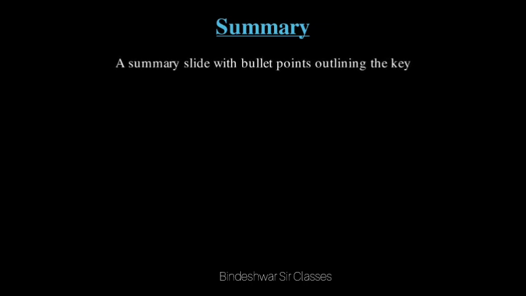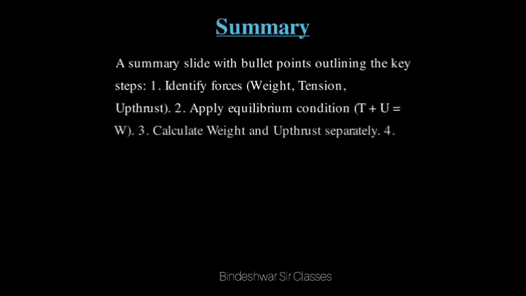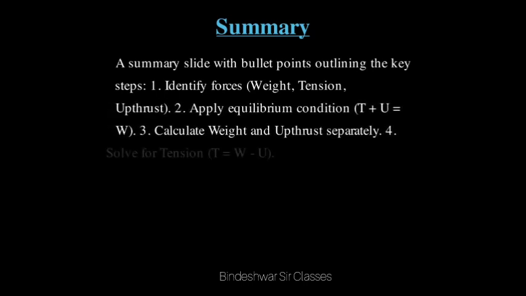We analyzed the forces on an object submerged in a liquid, its weight acting down, and tension and upthrust acting up. By applying the principle of equilibrium, we established that tension equals weight minus upthrust. We calculated the weight using W equals mg and the upthrust using Archimedes' principle, which required us to first find the object's volume. Subtracting the upthrust from the weight gave us the final tension in the string.